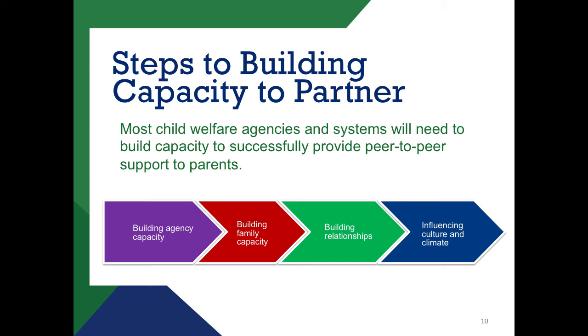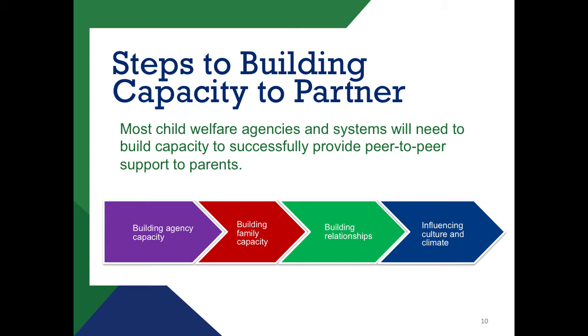I'm going to talk a little bit about the steps to building capacity to partner. As you can see by the 4 arrows, there's these steps that need to be taken into each category. So we're going to talk about building agency capacity first to partner with families that may focus on varied issues from addressing staff reluctance to acknowledging families as partners to establishing an infrastructure that supports ongoing partnerships.